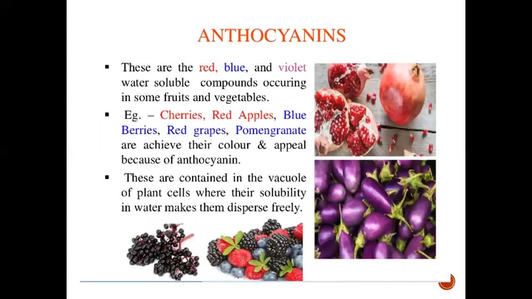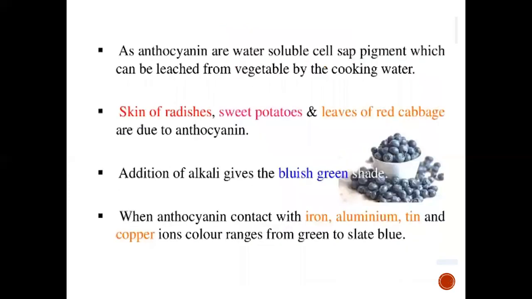Next one is anthocyanin. They are red, blue, and violet water soluble compounds, which occur in some fruits and vegetables like blueberry, red grapes, pomegranate, etc. They are contained in the vacuole of the plant cells, and that is why they easily disperse with the water. So sometimes when you are cooking in water, for example, when you are cooking grapes for making juice, the color is entirely leached into the liquid, right? When you are boiling the grapes in water, the entire water becomes the color of the grapes because it is water soluble.